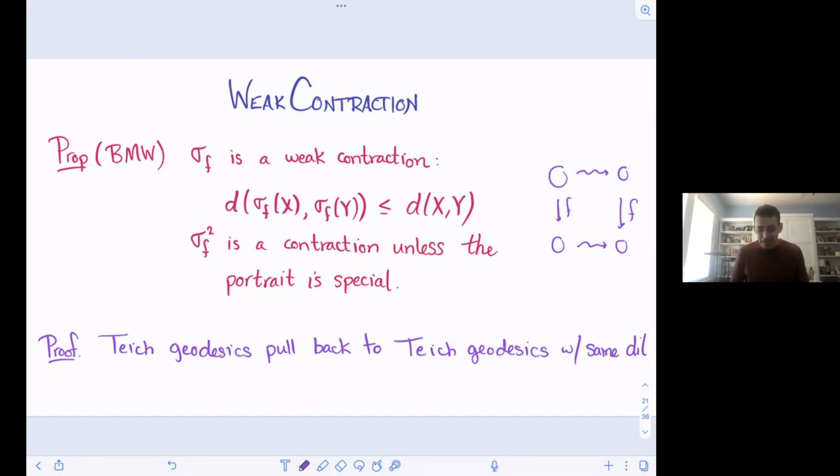Okay, so now you're supposed to ask me, well, wait, didn't you just prove this was an equal sign, right? Because you're doing these geodesics. Mark's already shaking his head. I think he sees the point.